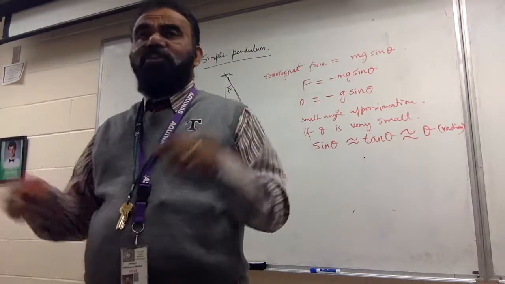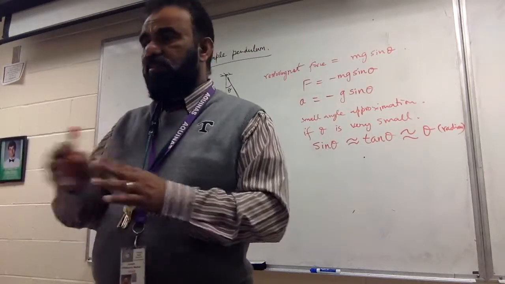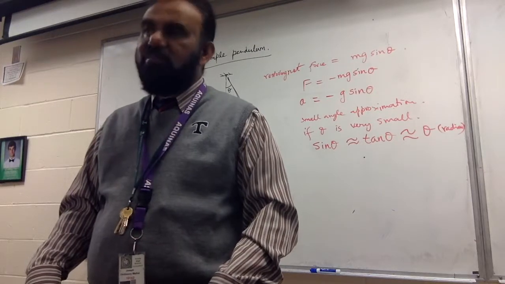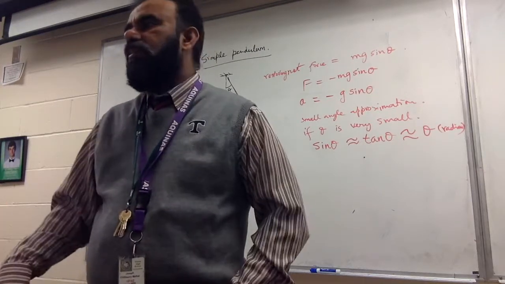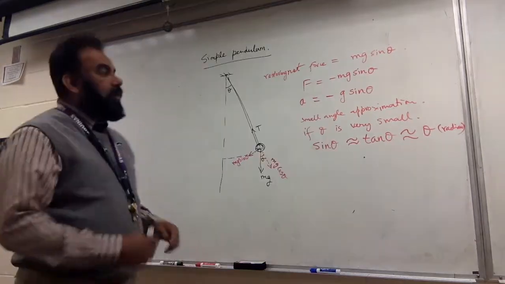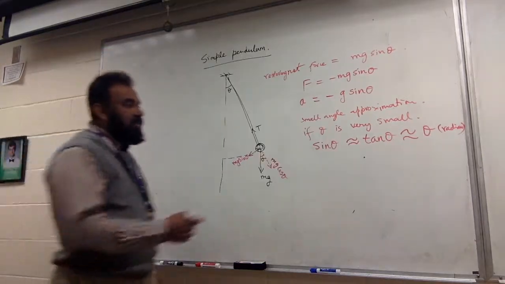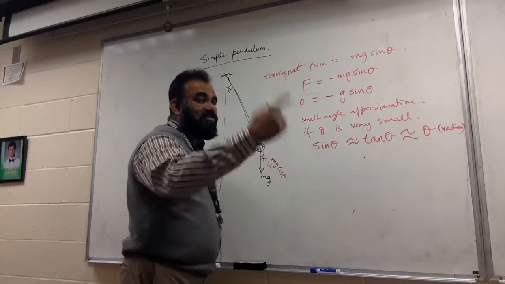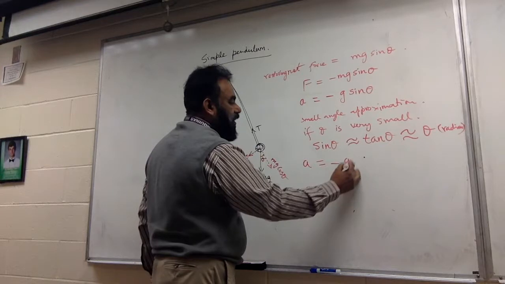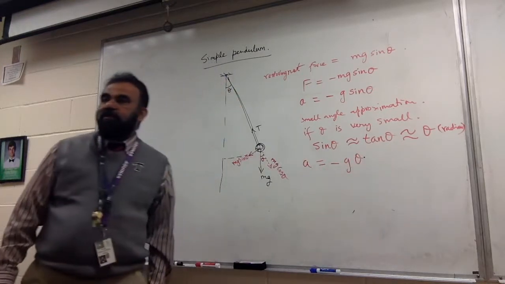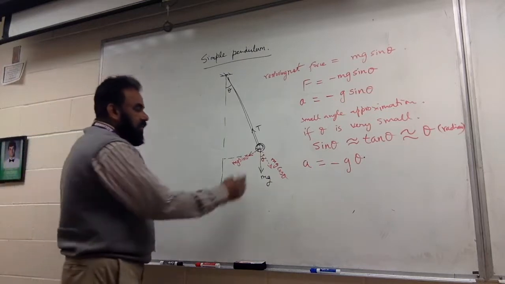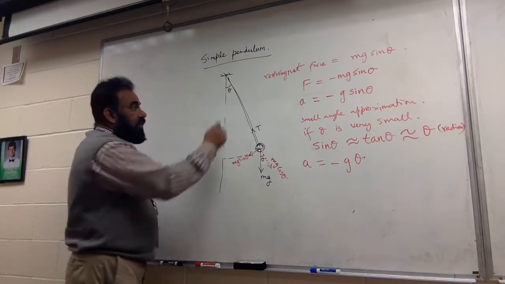So, what can be considered a small angle? 5 degrees is good enough to be considered a small angle. 10 degrees, you can still take it. But again, understand that you're stretching the limits there. Using the small angle approximation, sine theta can be considered just theta. So therefore, this equation becomes a is equal to negative g theta, where theta is measured in radians.